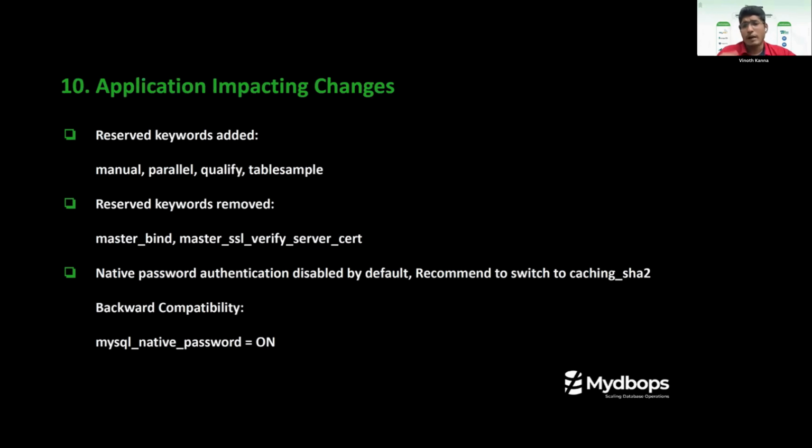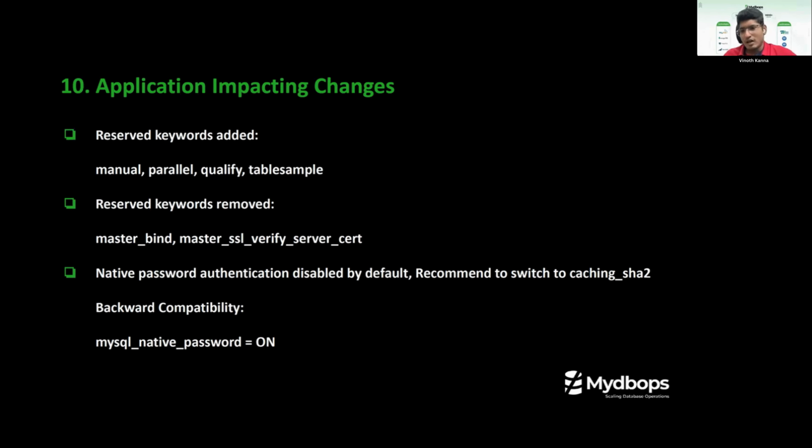And there are a lot of application-impacting changes also introduced in this release, like new reserved keywords are added like manual, parallel, qualify, tablesample, and a few of the reserved keywords are removed: MASTER_BIND, MASTER_SSL_VERIFY_SERVER_CERT. These are removed because we have deprecated the words master and slave and replaced them with source and replica.